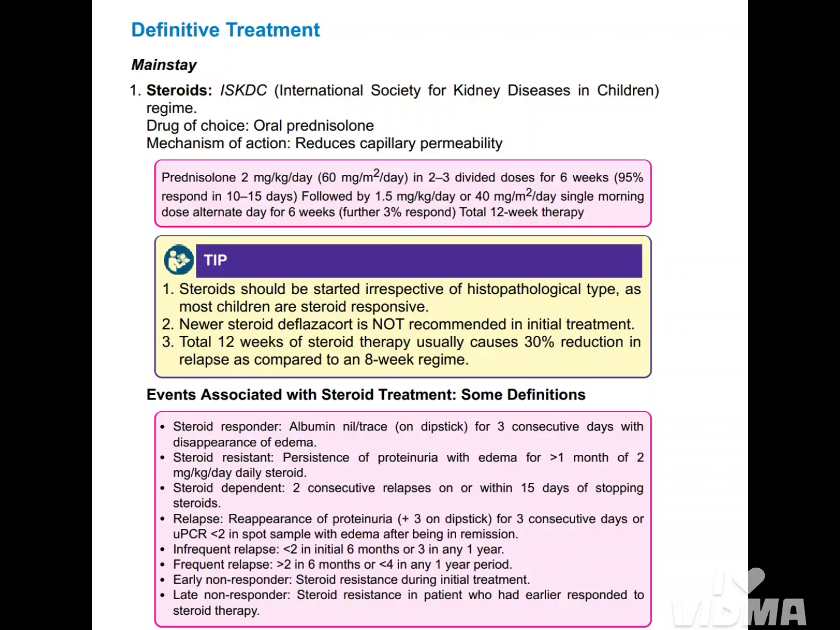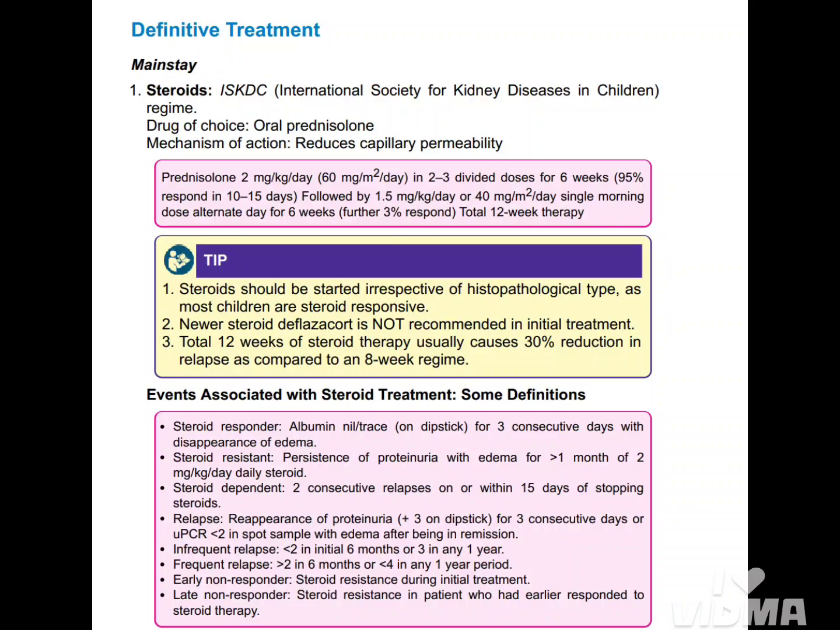edema. Now the steroid resistant case: persistence of proteinuria with edema for greater than 1 month of 2 mg per kg per day daily steroid treatment. Now steroid dependent: 2 consecutive relapses on or within 15 days of stopping steroids. Now relapse: reappearance of proteinuria of 3+ on dipstick for 3 consecutive days, or UPCR greater than 2 in a spot sample with edema after being in remission.